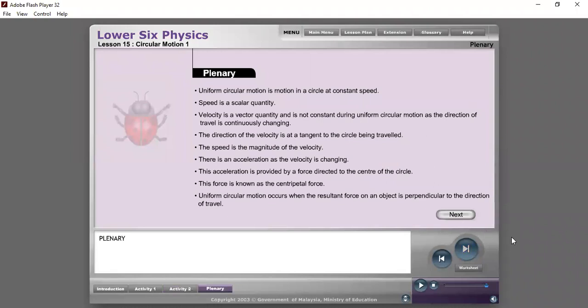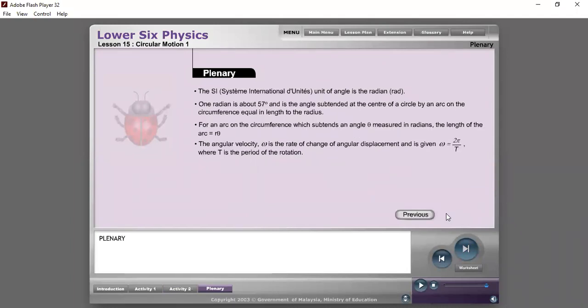Okay, so that means this will be all of the summary, all of the conclusion for this lesson.